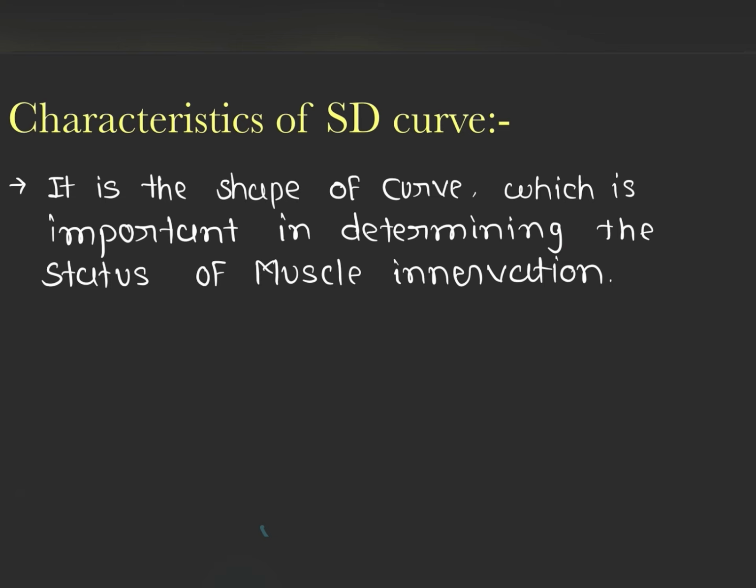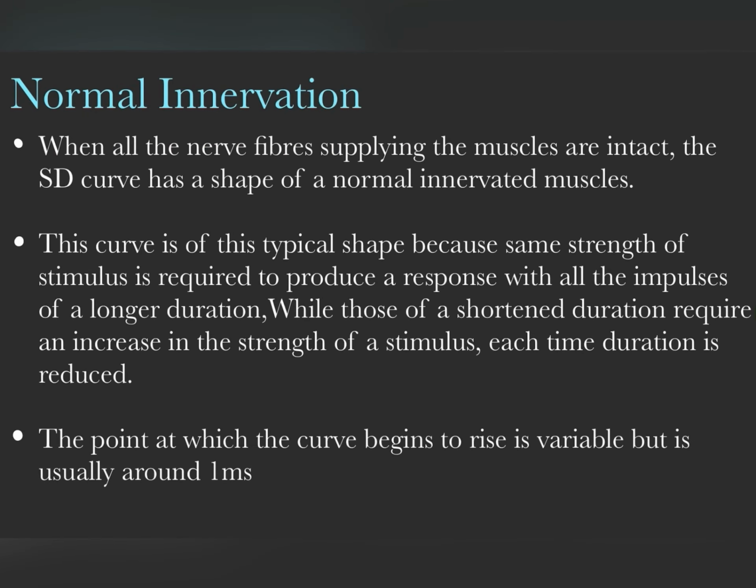Characteristics of an SD curve. It is the shape of the curve which is important in determining the status of muscle innervation. When the fibers supplying the muscles are intact, the SD curve has the shape of a normally innervated muscle.